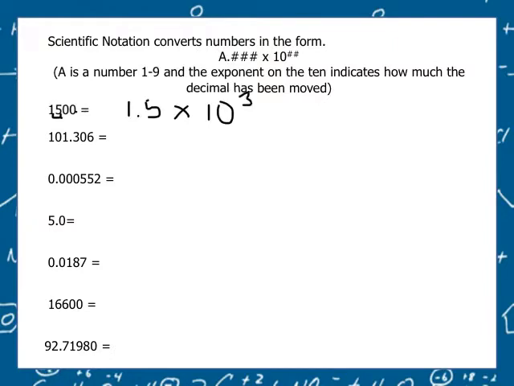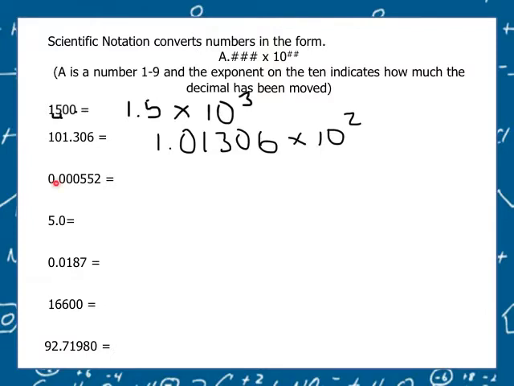Okay, similarly here, this one's maybe a little bit easier because the decimal is shown, and we need to move it 2 places so that there's only one number in front of it. So I'm going to rewrite this as 1.01306 times 10 to the 2.